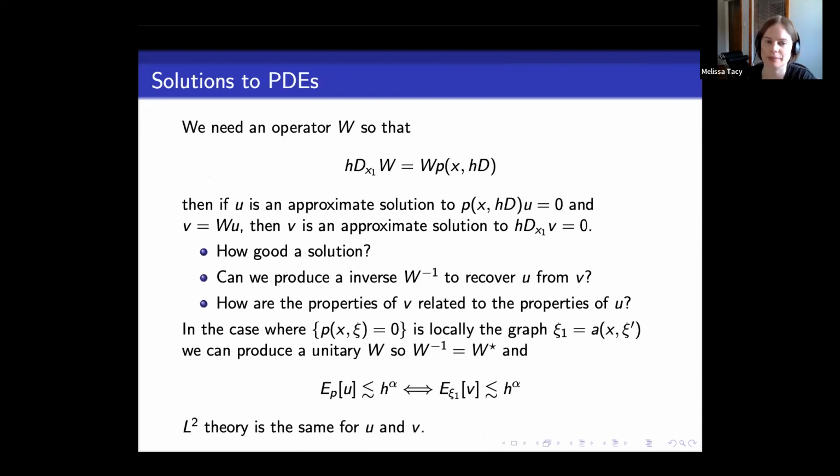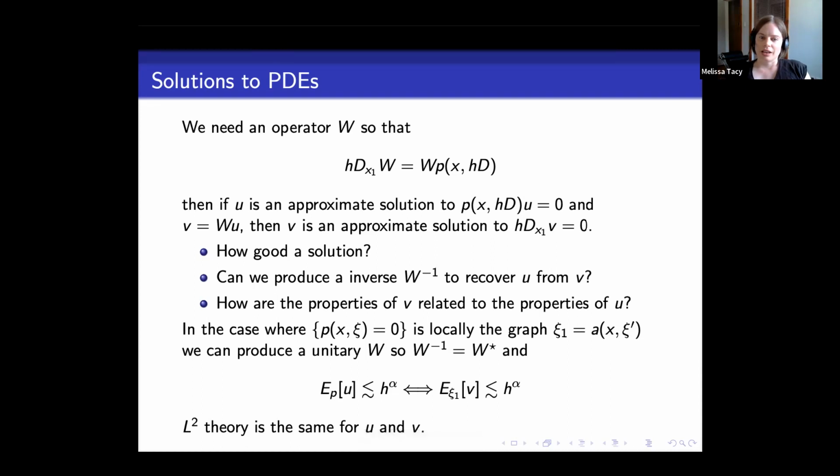So what do we need? We need an operator W, which has the property that h dx1 of W is W of P. And so if we have an approximate solution u of P of u is 0, then we set v is equal to W of u, then v is an approximate solution to h dx1 is equal to 0. So we're going to try and solve for v.